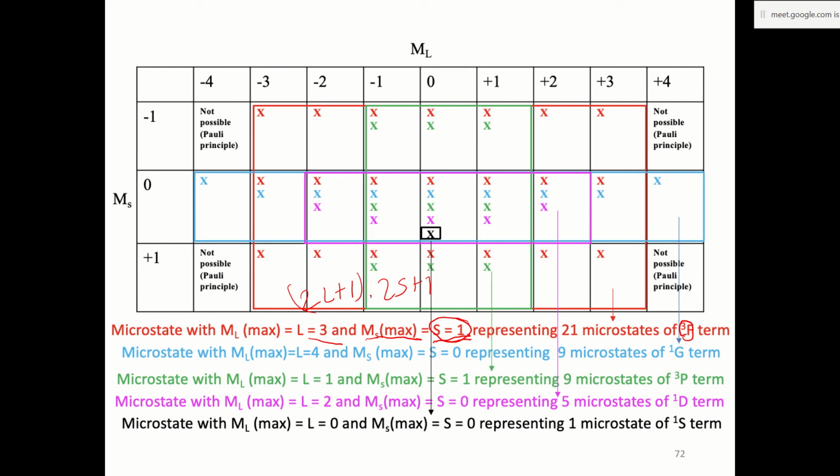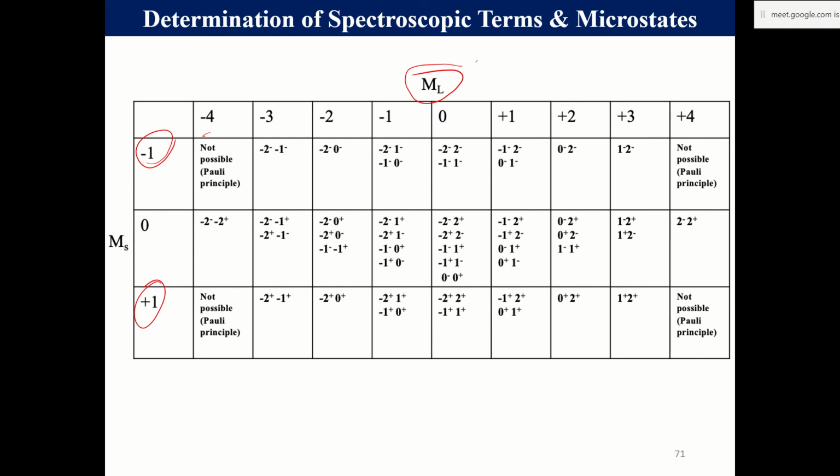So you can always cross check, so L is equal to 3, so 2L plus 1 is 7, you can put it here. So this becomes 7 into S is 1, so 7 into 3. So total 21 microstates should be there for 3F term. And now you need to identify, so when L is equal to 3, the range should be +3 to -3. So you take all the possibilities from each one of these, these crossed out red colored ones, you can see.